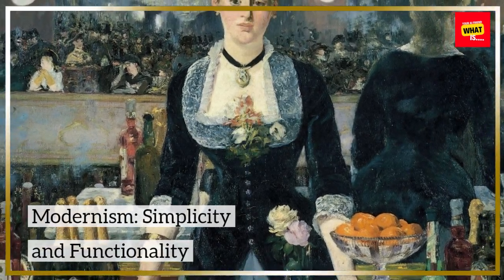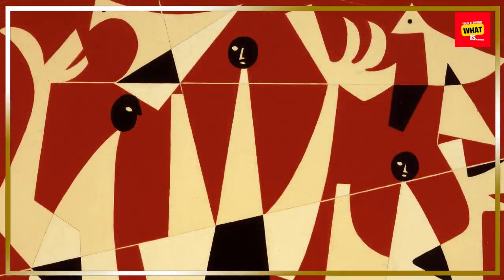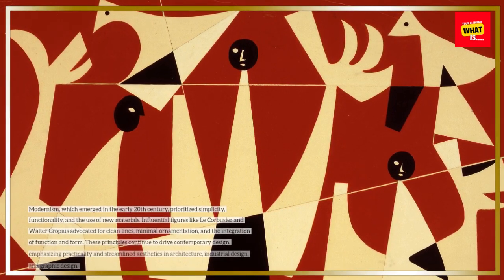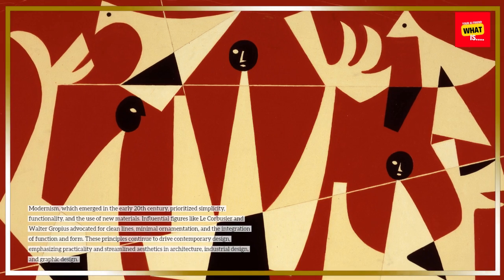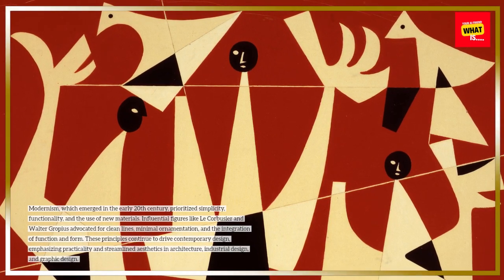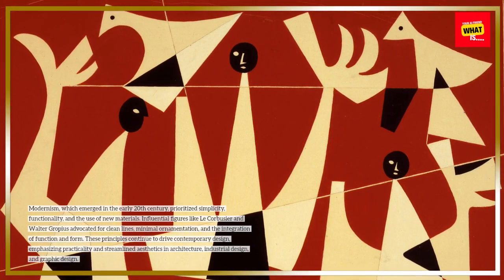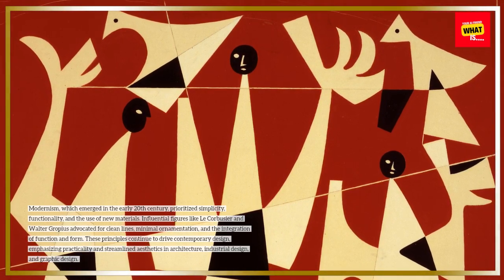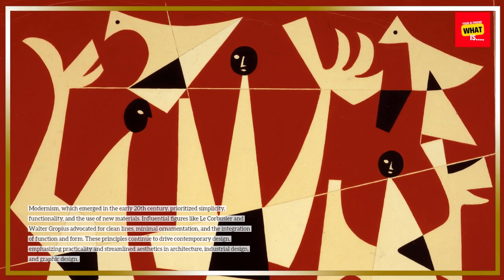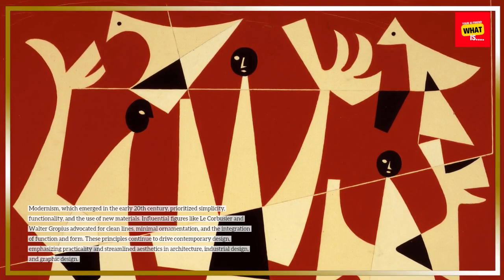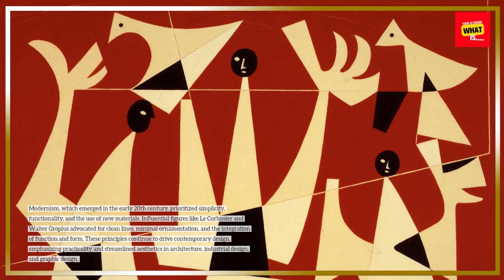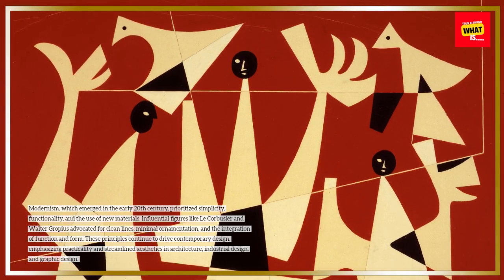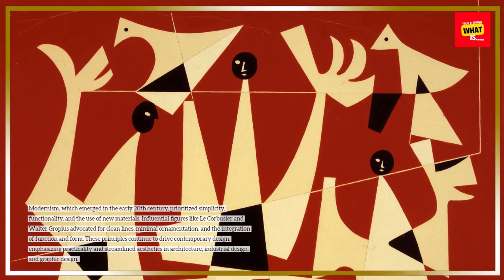Modernism. Simplicity and functionality. Modernism, which emerged in the early 20th century, prioritized simplicity, functionality, and the use of new materials. Influential figures like Le Corbusier and Walter Gropius advocated for clean lines, minimal ornamentation, and the integration of function and form. These principles continue to drive contemporary design, emphasizing practicality and streamlined aesthetics in architecture, industrial design, and graphic design.